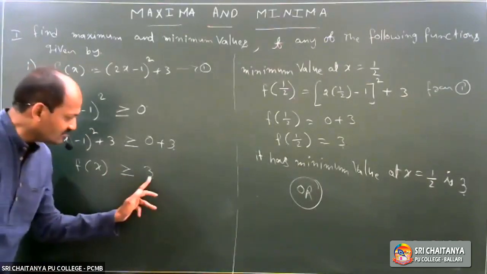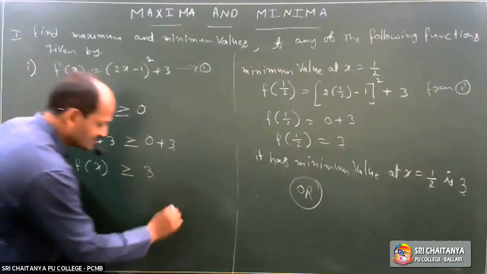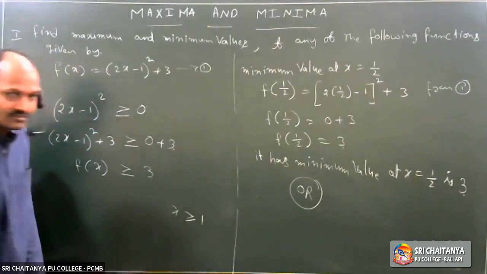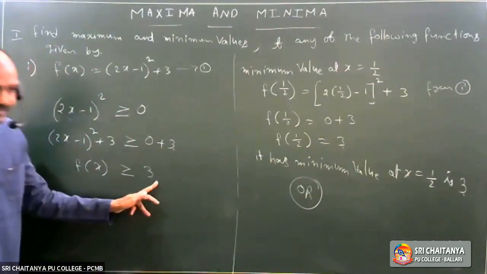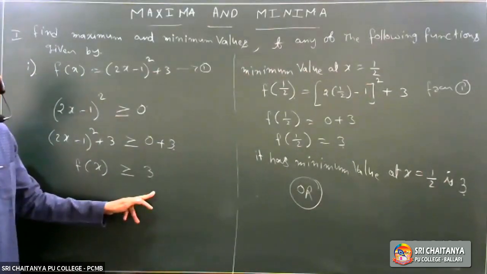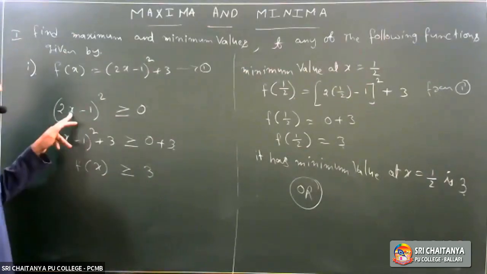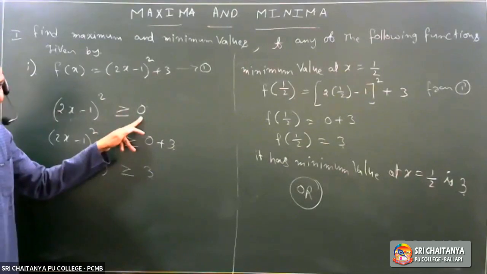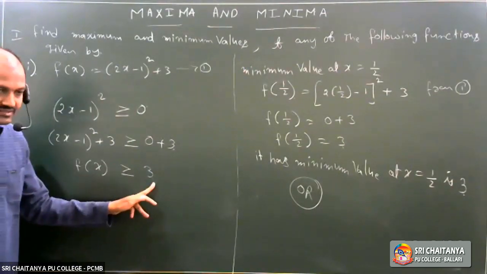Greater than or equal to 3 means it is the least value. That means the minimum value. The minimum value is 3. When the minimum value is 3, it is at x equal to 1 by 2. At x equal to 1 by 2, the squared term becomes 0. Therefore, at x equal to 1 by 2, the minimum value is 3.